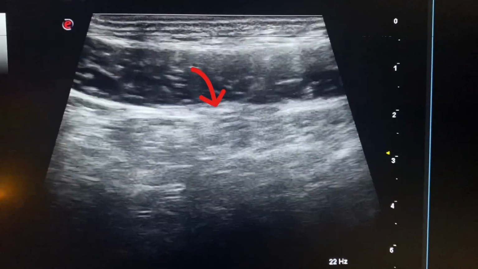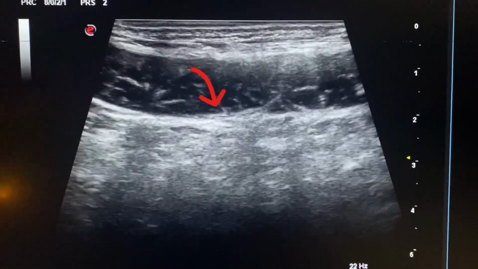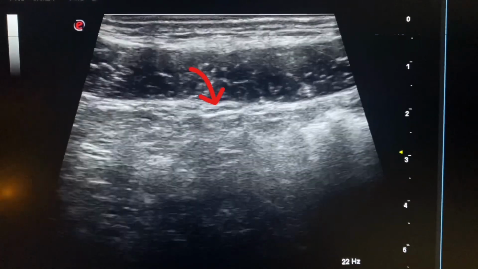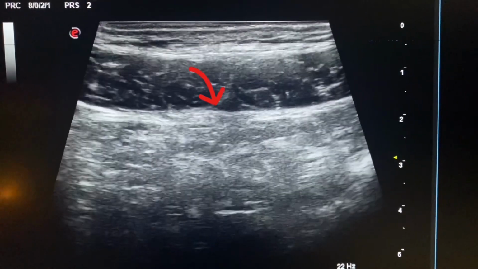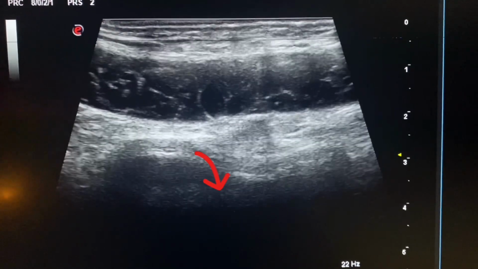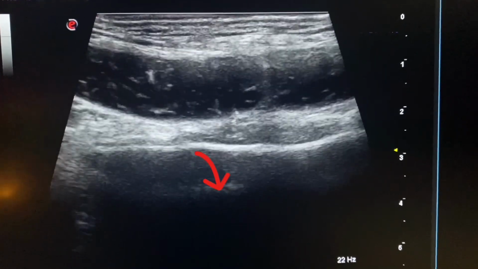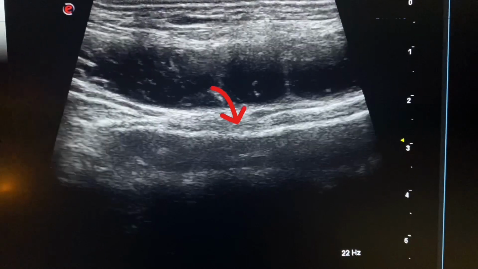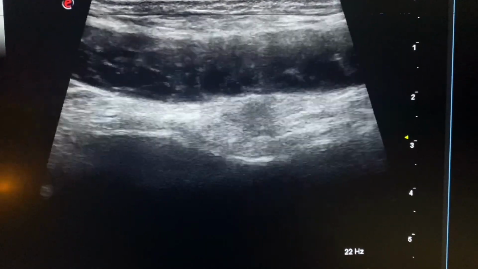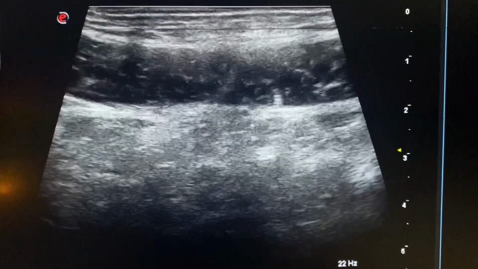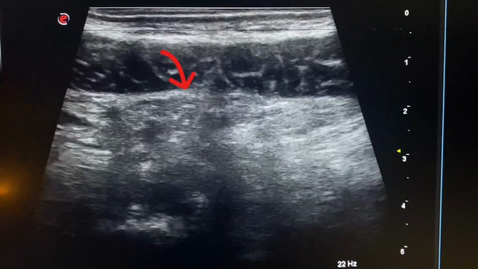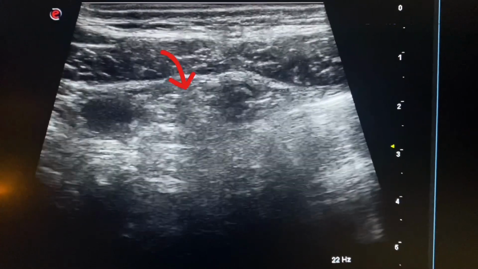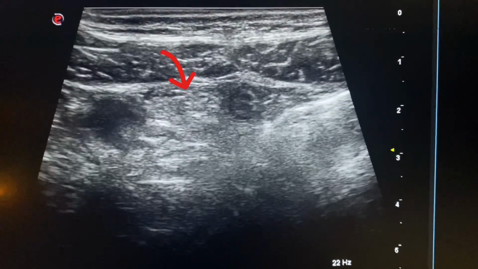Now we are sliding the probe downward to locate the urinary bladder. This is the urinary bladder and this is the anterior wall of the urinary bladder. Now we slide upward to locate the small intestine by placing the probe in the transverse position.